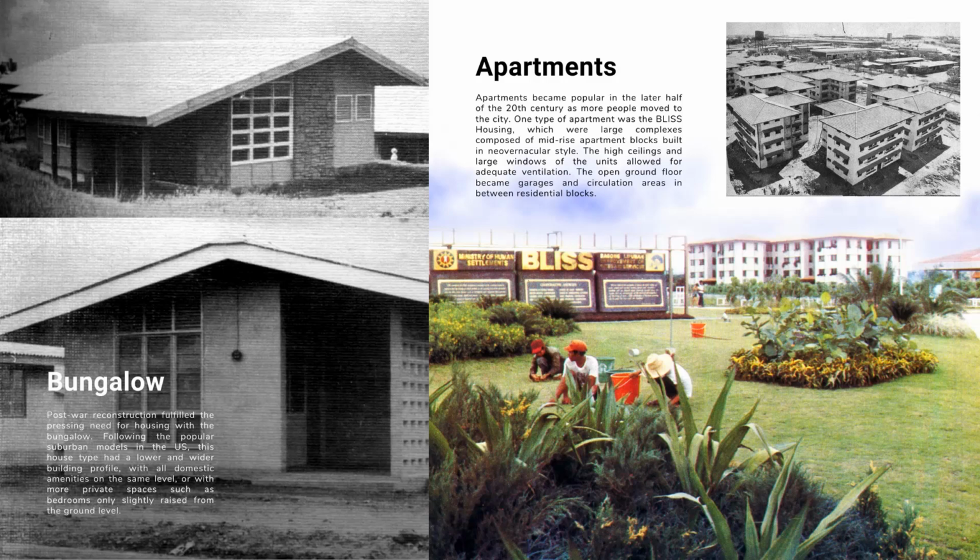One type of apartment was the bliss housing, which were large complexes composed of mid-rise apartment blocks built in a vernacular style. The high ceilings and large windows of the units allowed for adequate ventilation. The open ground floor became garages and circulation areas in between residential blocks. So nauso ang apartments during the Marcos era. This is the brainchild of Imelda Marcos.